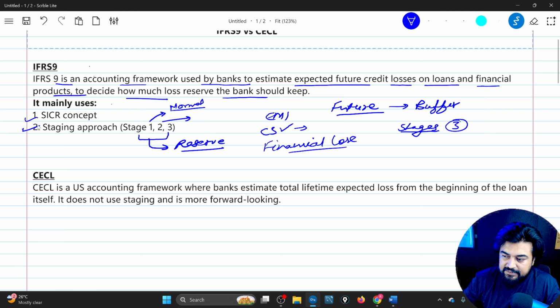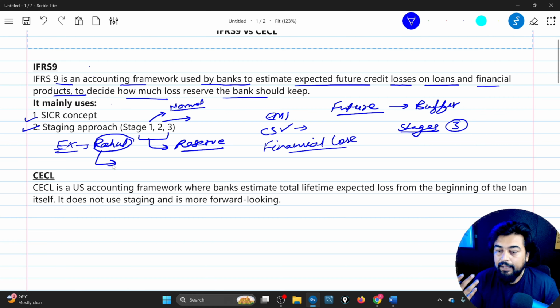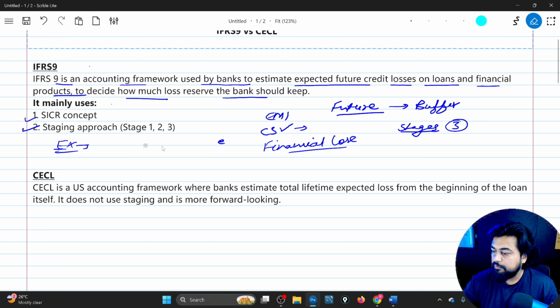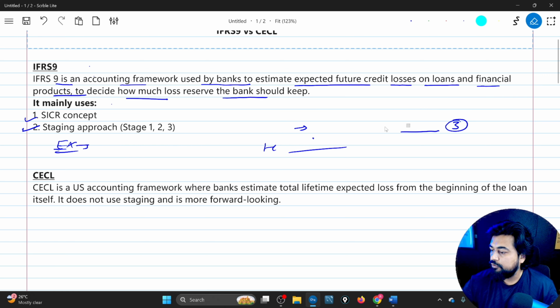Now let's take an example to understand IFRS 9. In this example, let's consider we have a customer called Rahul. Suppose Rahul takes a home loan from the bank. Now Rahul is a mortgage customer, the home loan, right? Now, if I talk about stages, let me talk about the stages particularly. Let me make it a bit clean. Let's quickly do that.